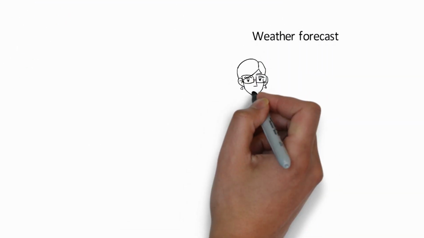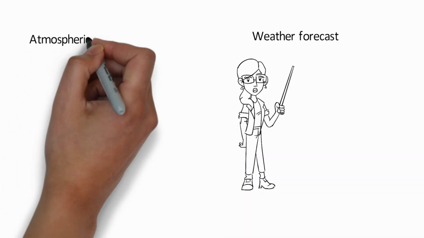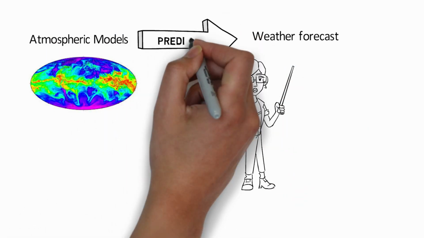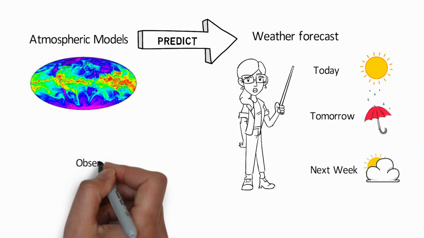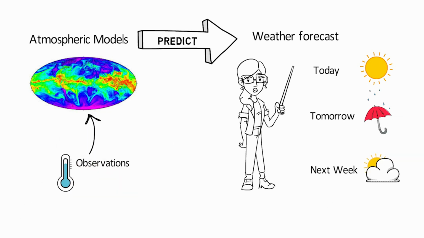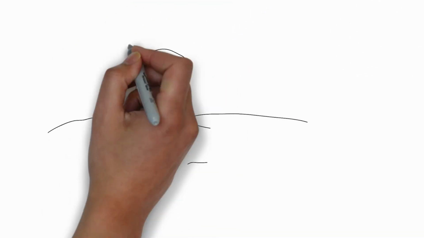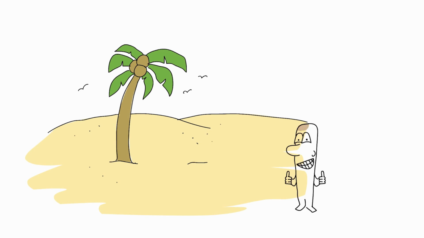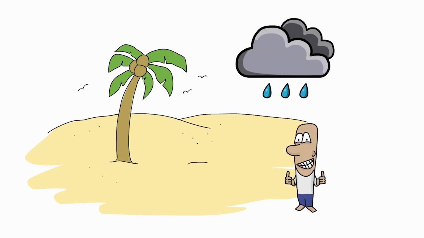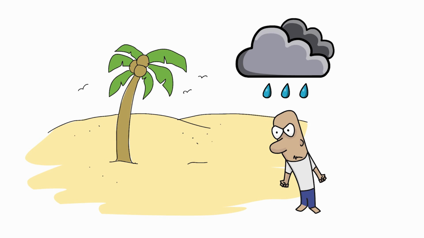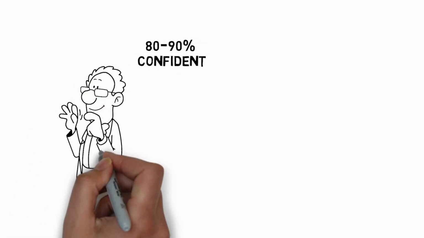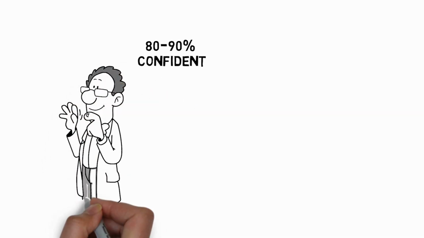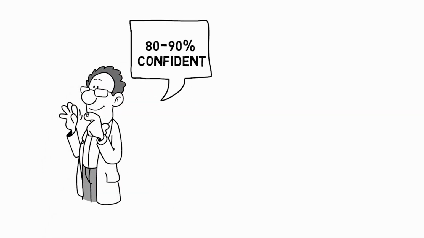Other widely used models are those used by weather forecasters to predict if it'll be a sunny or rainy day tomorrow or next week, using their knowledge of the physics of the air coupled with a variety of weather observations. But even the best models can't predict the weather with 100% accuracy, and the same applies with fisheries stock assessments. So, scientists will usually say they're 80 or 90% confident, but there will always be some error when predicting the future.